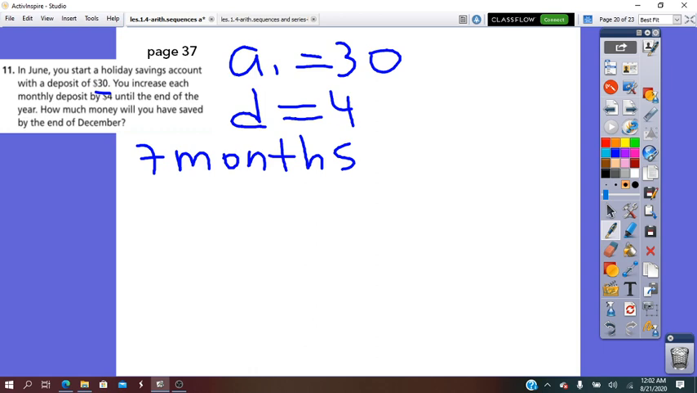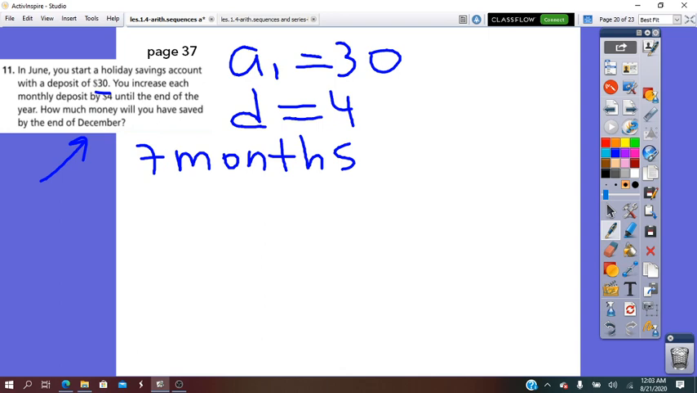The sequence is arithmetic because there is a constant increase, a constant difference. So if I know the money A1 in June 30, to get to December, I will do plus 4, plus 4, plus 4 until December. But read the question well. We are not asked to find how much money in December. The question is, how much money in all of these months is going to be saved?